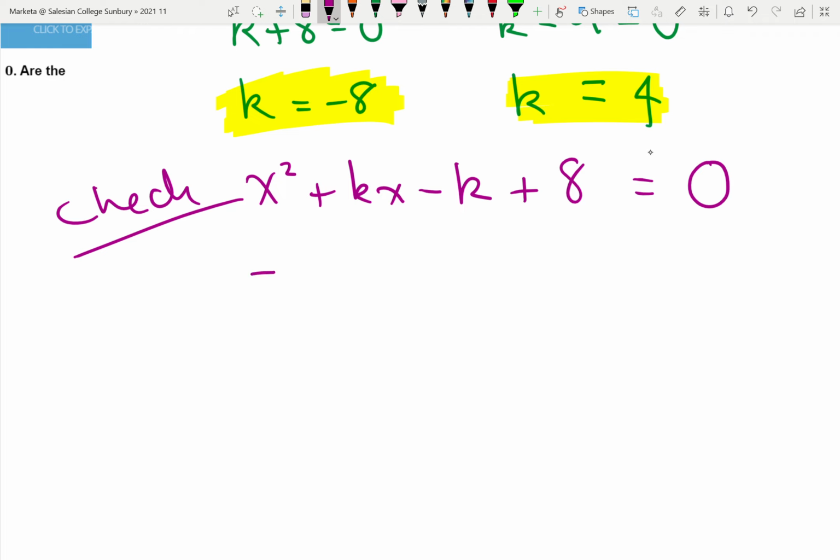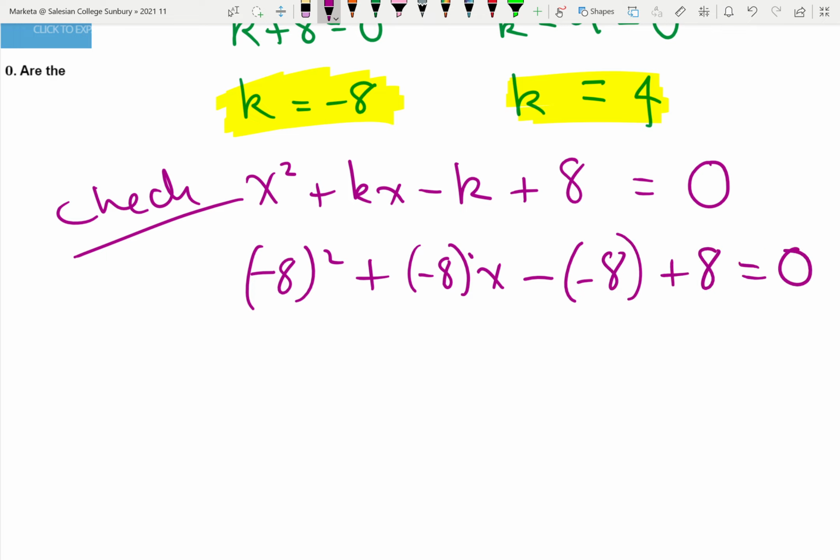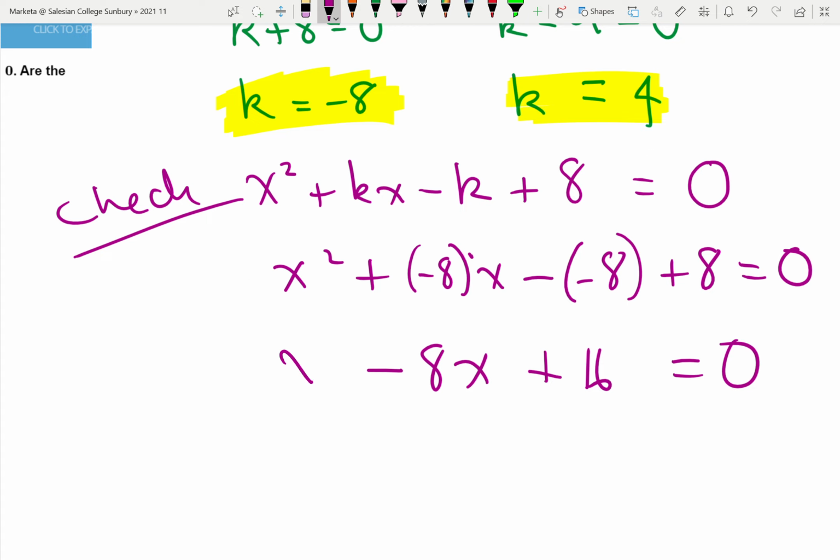So I'm going to sub in negative 8. Negative 8 squared plus negative 8x minus negative 8 plus 8 equals 0, and that will be 64 minus 8x plus 16 equals 0. And if we check for how many solutions, because remember we've got to check that we have one solution, we get, oh, I've accidentally subbed that into x there, ignore that, x squared.